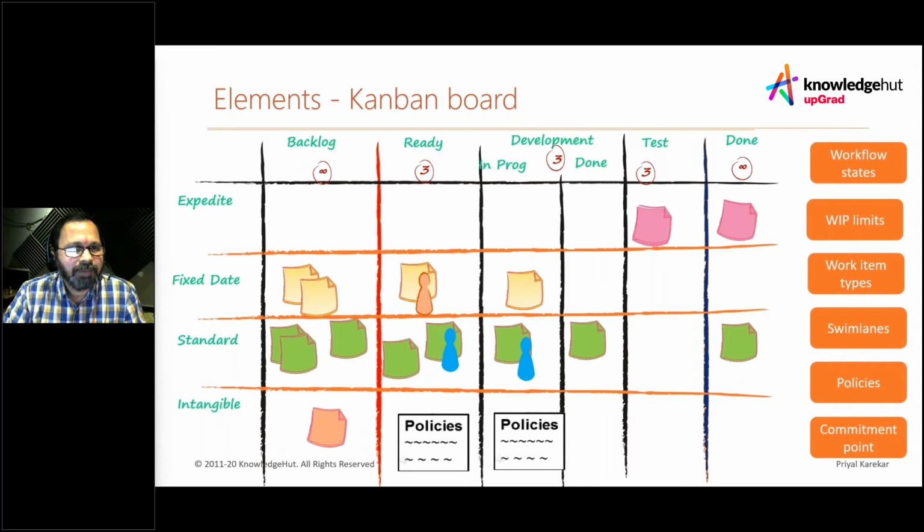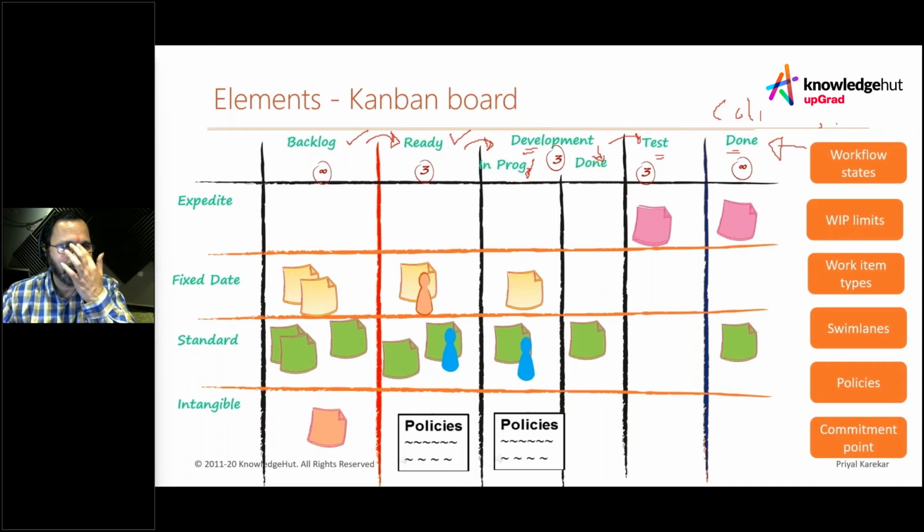Okay, so there are many elements on the Kanban board, but I'm going to discuss a few here. The first element is the workflow stages. Workflow stages are about how your work flows, and they are represented by columns. Your work comes into the backlog, then goes into the ready state. Whenever your story or a feature is ready, it can move into development. Development can have in development or done, then it moves into test, and finally it is done. And one of the practices is visualization, and visualization of your workflow stages is also important.